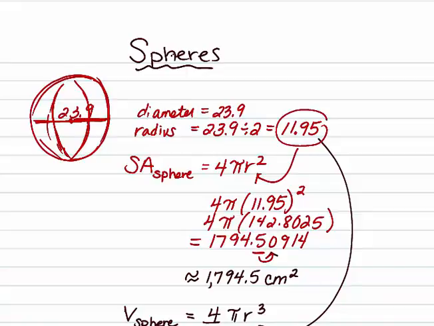That's this space. So when I look at the number before it, it keeps it the same. So a rounded answer of maybe 1,794.5. That would be squared. Area is always squared.